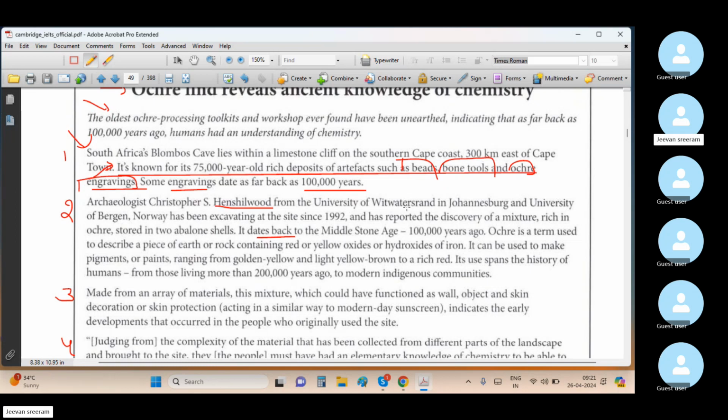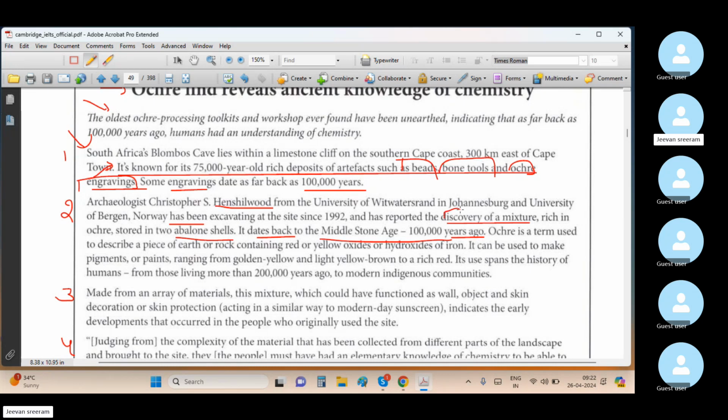So Henshilwood from the University of Witwatersrand in Johannesburg has been excavating. He is the one who has been excavating at the site since 1992, and reported the discovery of a mixture. He found a mixture rich in ochre stored in two abalone shells. It was actually stored in abalone shells. It dates back to the Middle Stone Age, 1 lakh years ago.